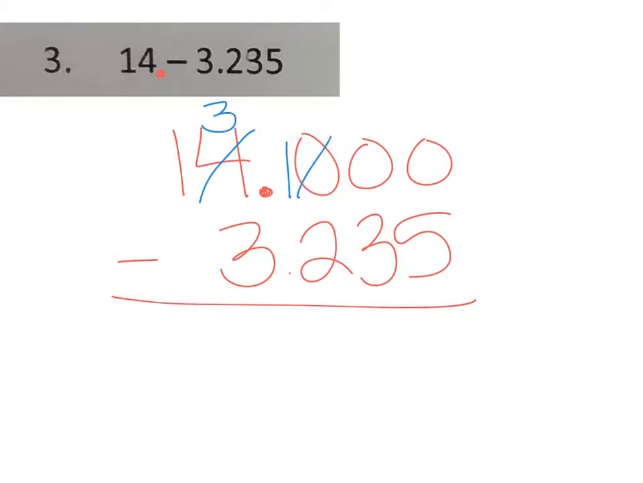So then this one becomes a 10, but we can't keep it a 10 because we got to keep borrowing. So it becomes a 9. This one becomes a 10. Can't keep it. Becomes a 9 again, and then we have it finally a 10. So 10 minus 5 is 5.